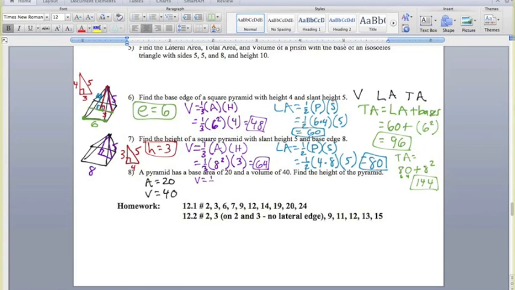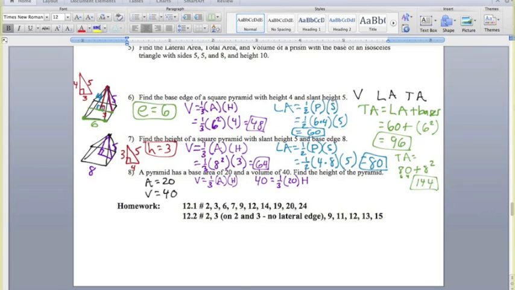So volume is 1/3 area of base times height. If our volume is 40, we can plug that in for V. And our area is 20, so we can plug that in for A. All we're left with here is H, the height of this pyramid, which is what we're asked to find.